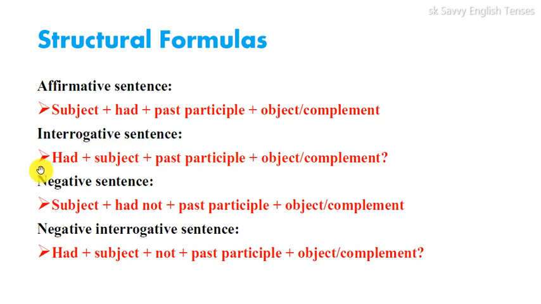And the third one is the negative sentence, and the grammatical formula for the negative sentence in the past perfect tense is subject plus had not plus past participle plus object. And the fourth one is the negative question, or the negative interrogative sentence, and the formula for the negative question in the past perfect tense is had plus subject plus not plus past participle plus object or complement.